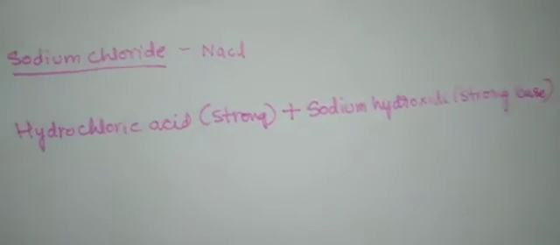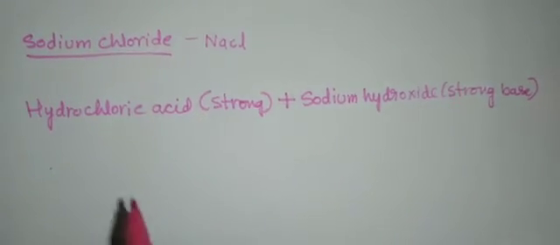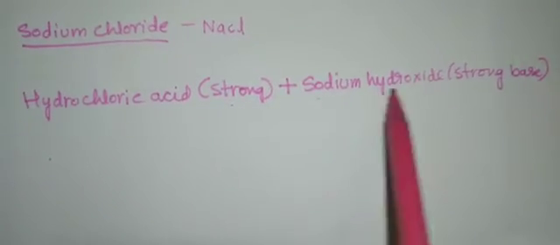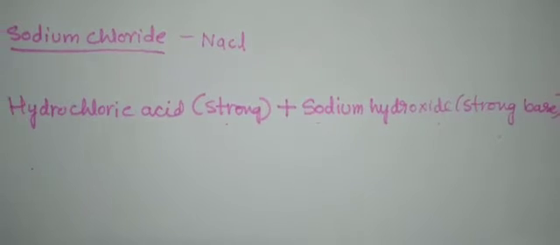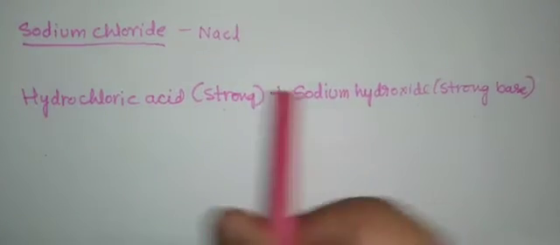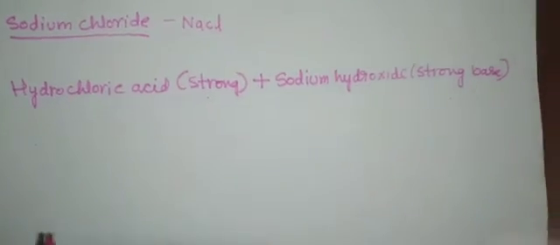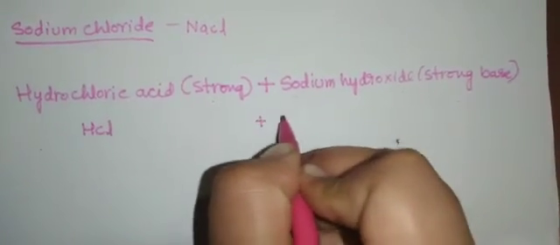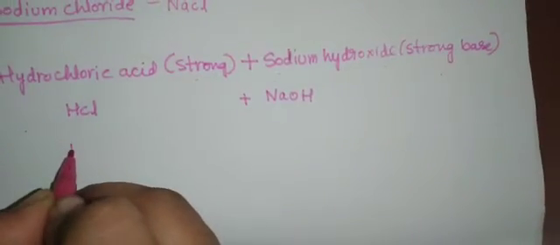As you already studied, a strong acid and a strong base. Now we have hydrochloric acid, a strong acid, and sodium hydroxide, a strong base. Here we have to mix them in equal amounts. Equal means if you have taken 10 ml of hydrochloric acid, you have to take 10 ml of sodium hydroxide. So we'll write down the molecular formulas. HCl is hydrochloric acid, and sodium hydroxide is NaOH.